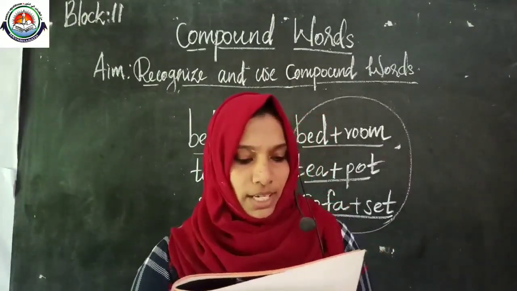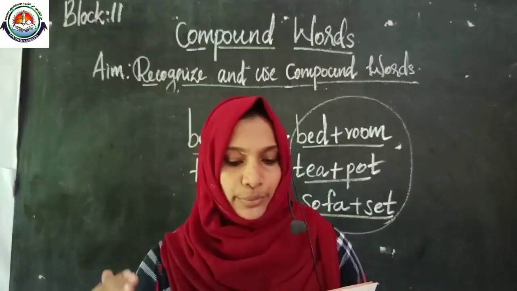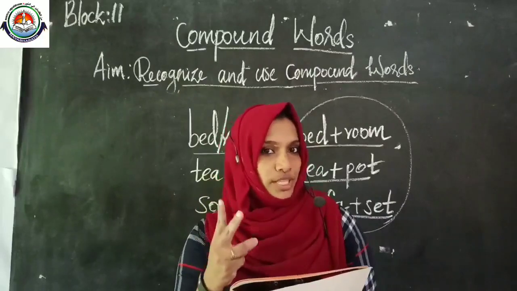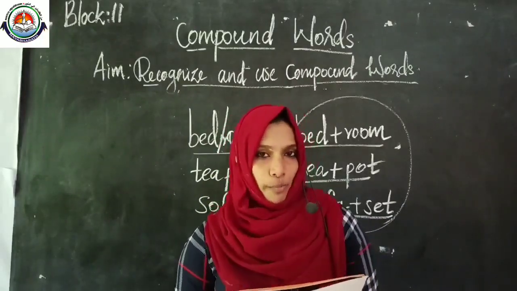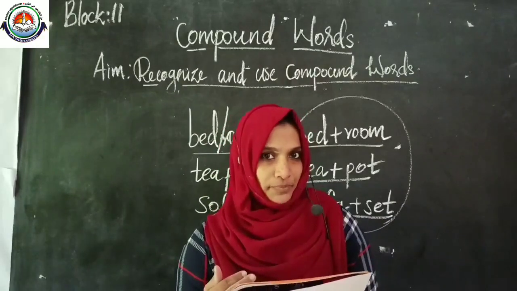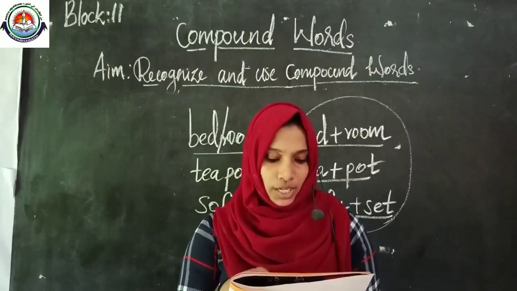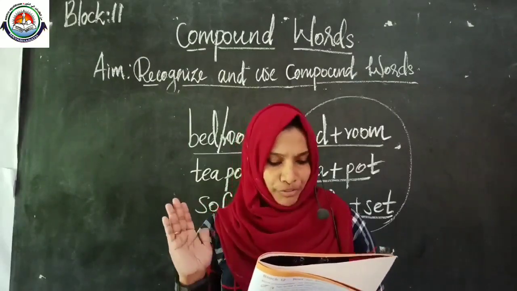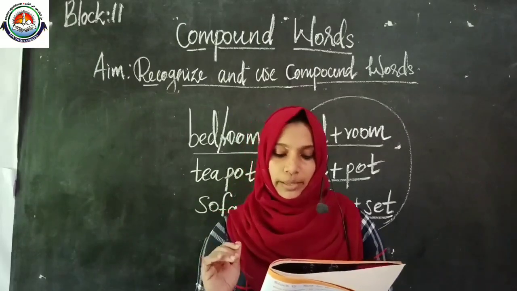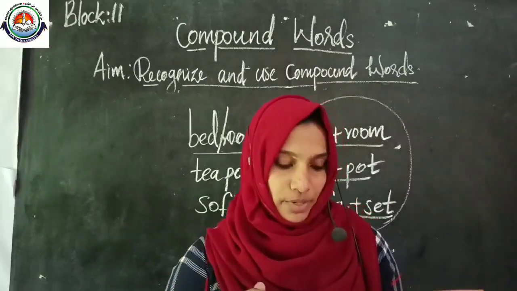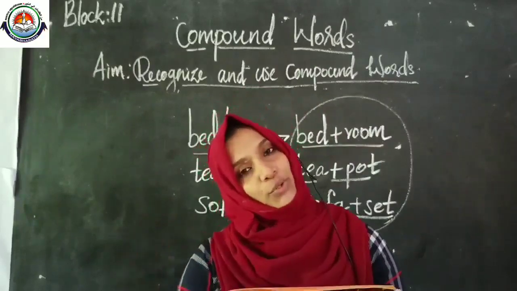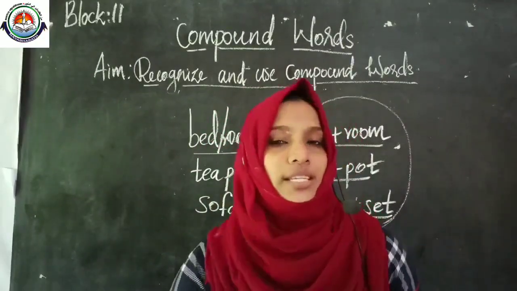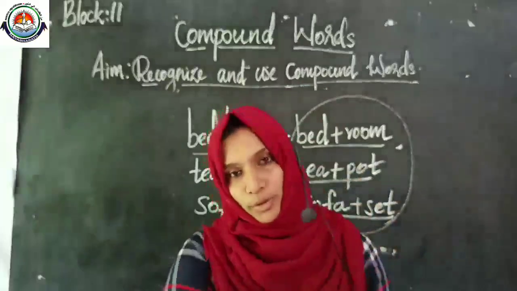Then 3, write sentences with the given compound words. So here you will make 2 sentences with the given compound words. What are they? That are toothbrush and footprint. Then 4, think of 2 more compound words and make sentences with them. So here you can find out 2 more compound words and try to make 2 sentences with that compound words.